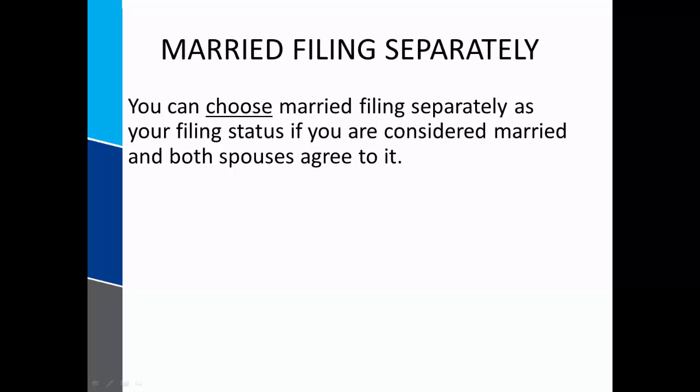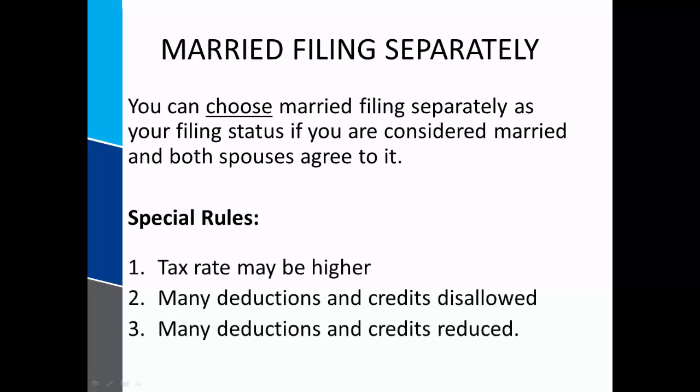If you choose married filing separately as your filing status, there are many special rules that apply. Because of these special rules, you usually pay more in tax on a separate return than if you use another filing status. While I do not have time to cover in this video all of the special rules, you can expect that your tax rate will be higher, many deductions and credits will be disallowed altogether, and many credits and deductions will be reduced. If you have questions on the tax implications of filing as married filing separately, please feel free to contact us.